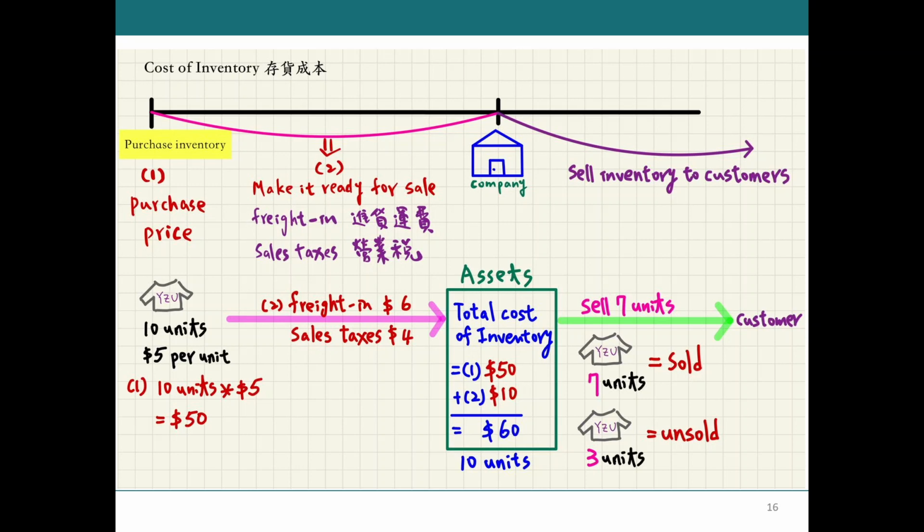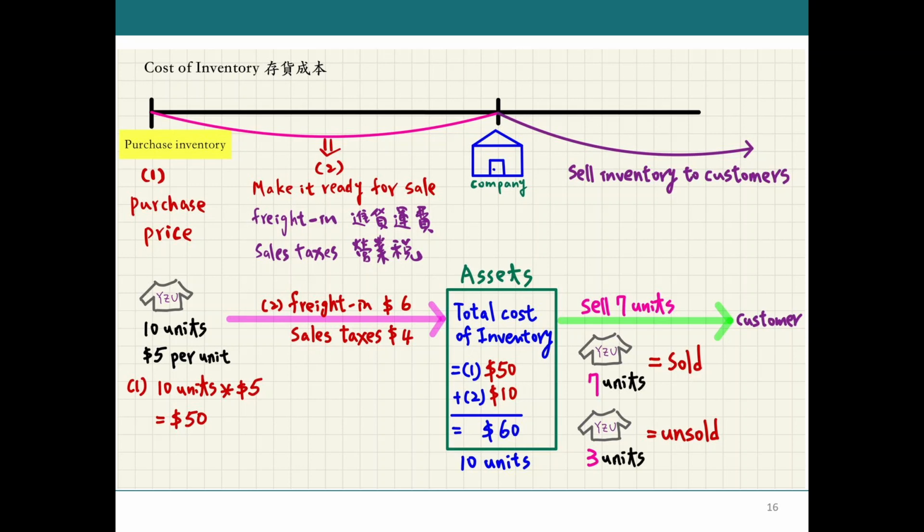So could you tell me, the 7 units we sold to customers, then it becomes what? The 3 units unsold are still your what? Anyone? To earn your point, 1 semester point, 总分加1分. You can look at your notes. It's okay. Your slides are okay.